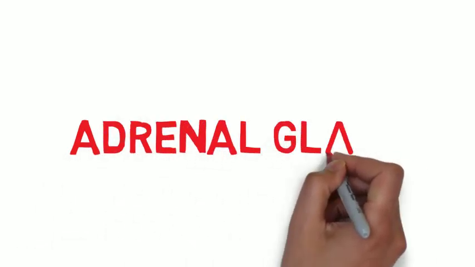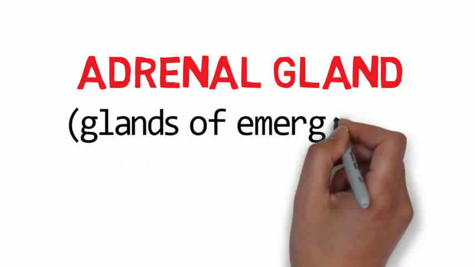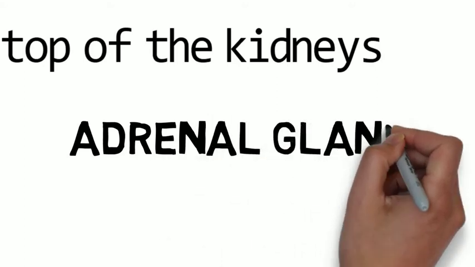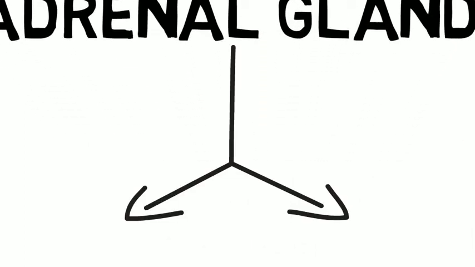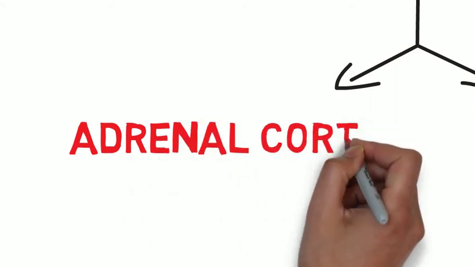Adrenal gland, or the suprarenal gland, is also called the gland of emergency. The paired structures are located on the top of the kidneys. Adrenal gland has two parts. The first is the external adrenal cortex surrounded by the fibrous capsule, and the second is the adrenal medulla.